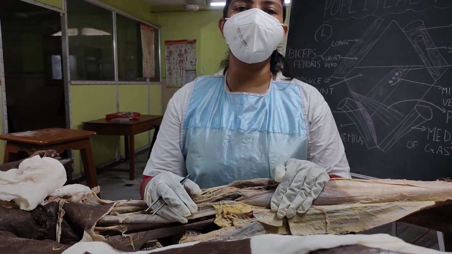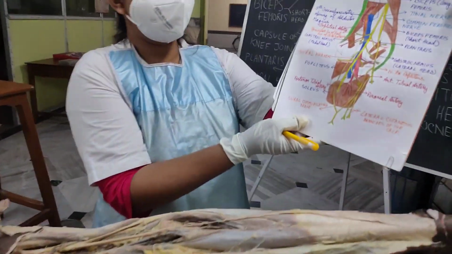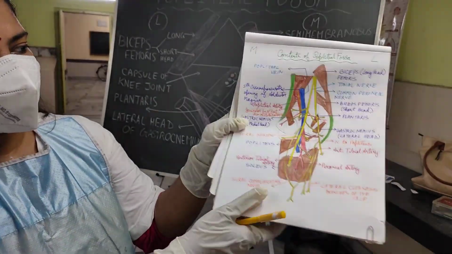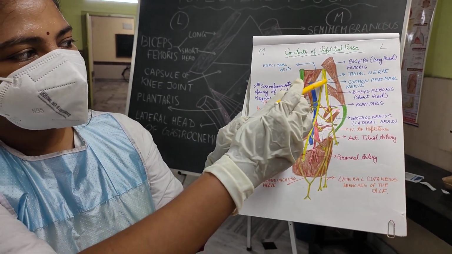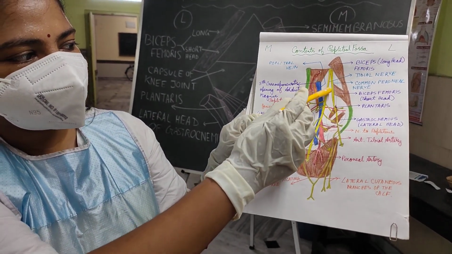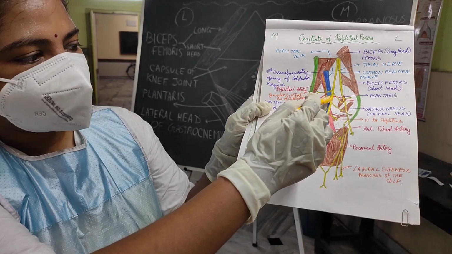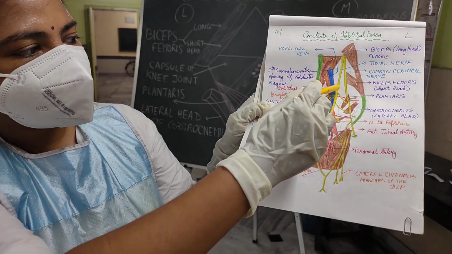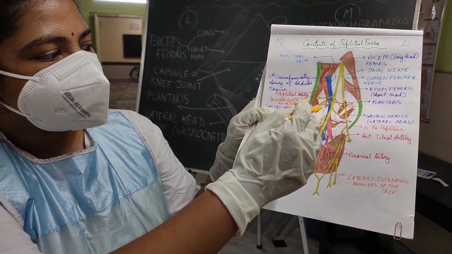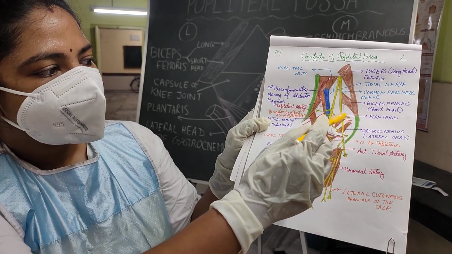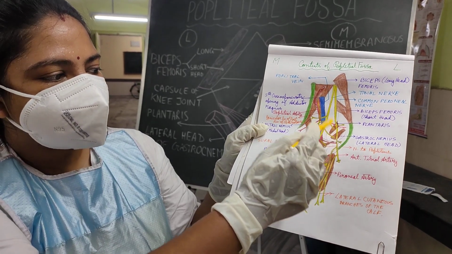Now let us revise the contents quickly. For this, look closely at this diagram. First, if we see the contents, there is the terminal division of the sciatic nerve, this is the tibial nerve and this is the common peroneal nerve. The tibial nerve, as we can see here, provides the muscular branches, like one branch to the medial head of gastrocnemius, similarly branches to the lateral head of gastrocnemius, plantaris.